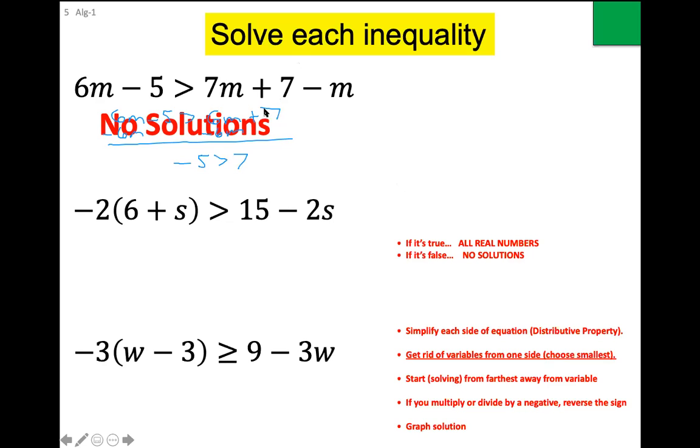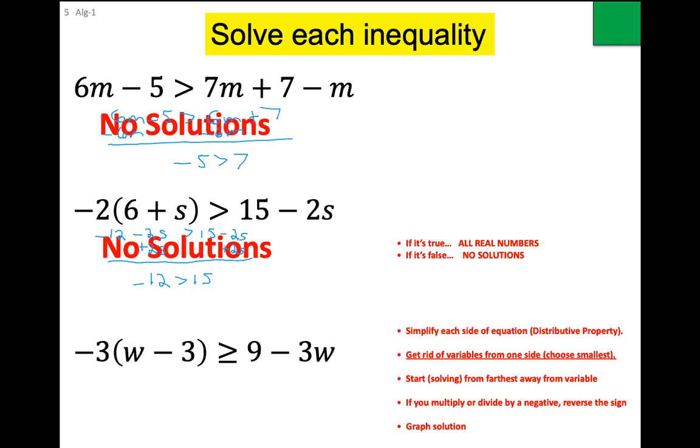All right, middle one. Distributive property would give me negative 12 minus 2s is greater than 15 minus 2s. Let's see, add 2s to both sides. That would give us negative 12 is greater than 15. Hey, that doesn't make any sense, right? Negative 12 isn't greater than 15. That's another no solution.